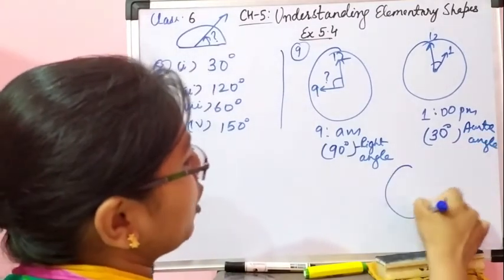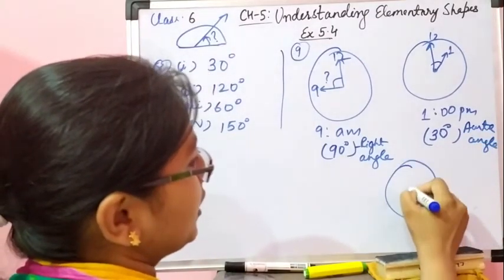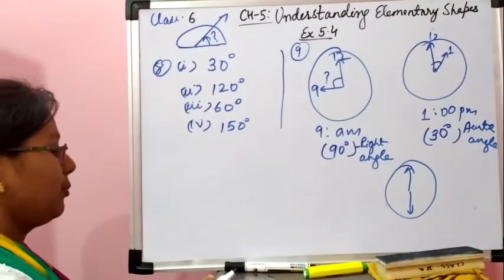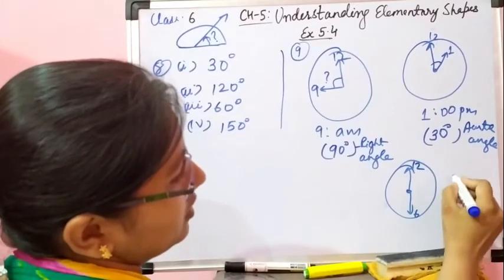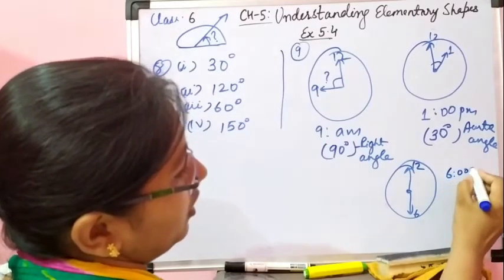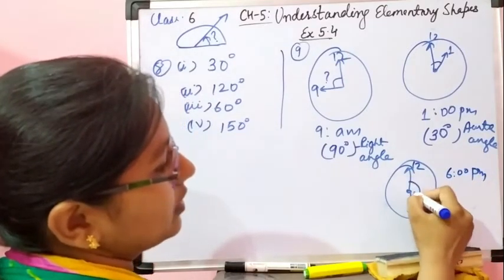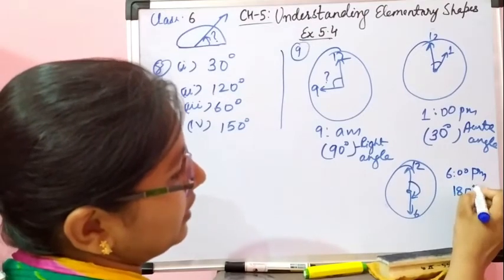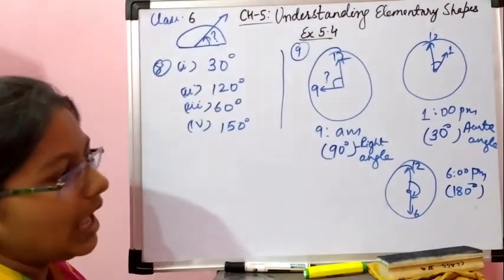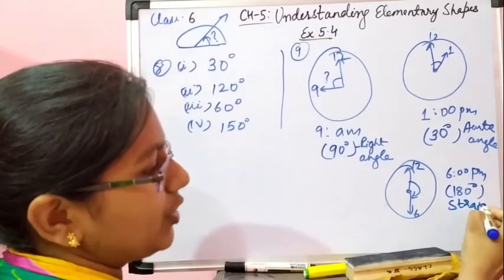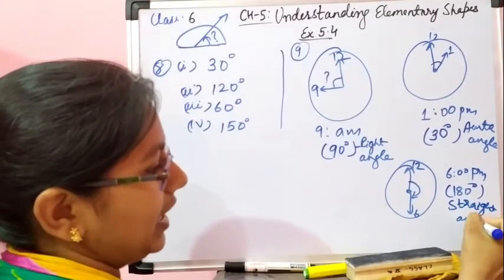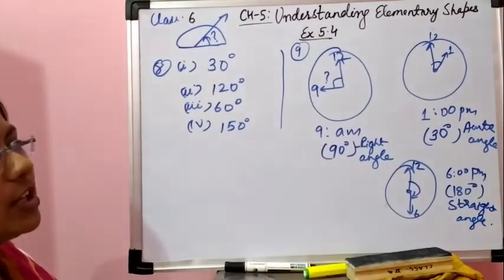Similarly, the third clock, it's going to be 6 p.m. This is 6 and this is 12. This is 6 p.m. Now what is the angle? This angle is 180 degree. You can measure it. And what type of angle is this? This is straight angle. So I hope you have understood question number 9.